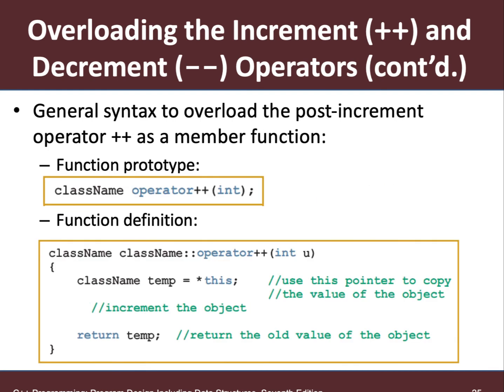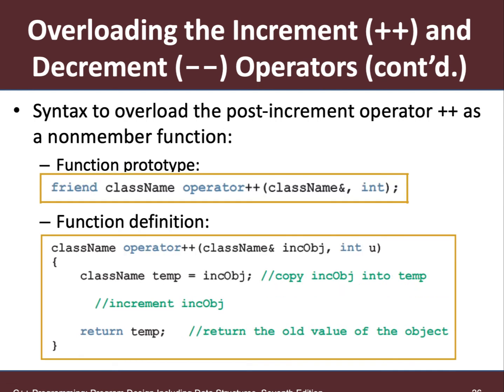So, the general syntax to overload the post increment operator plus plus as a member function is as you can see. Within the class, we define the operator plus plus as a member, and outside, we basically create a temp and put the information of this object in the temp. So, basically, we use this pointer to copy the value of the object. Then we're going to increment the object, and then we're going to return the temp value. As you know, this is how the operator plus plus works when it is in the increment or the decrement position. So the syntax to overload the post increment operator plus plus as a non-member function is as such.